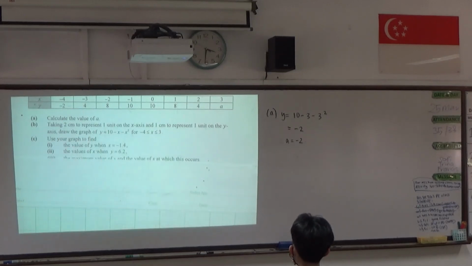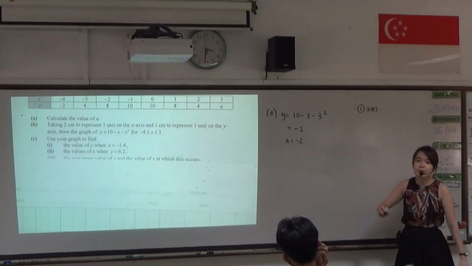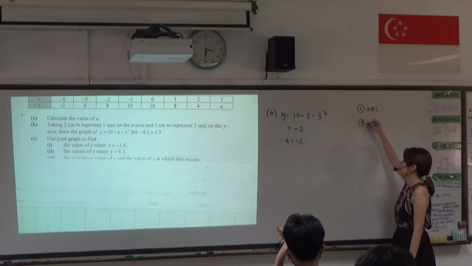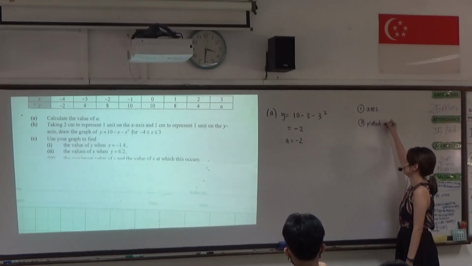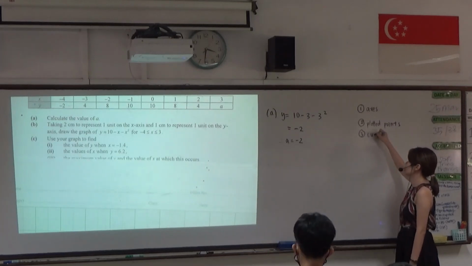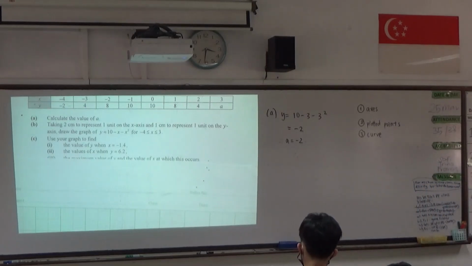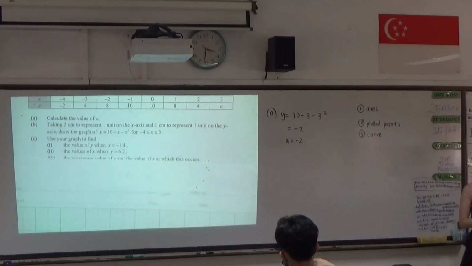Every time when we draw our graph, the first thing we must settle is the axis. Then the second thing is your plotted points. And then lastly, you can draw the curve. You cannot go in a different sequence from this. You cannot draw a curve without the axis and the plotted points. It must be in this sequence: axis first, then plotted points, then the curve. And this is how you are being marked as well, 1 mark for each component.